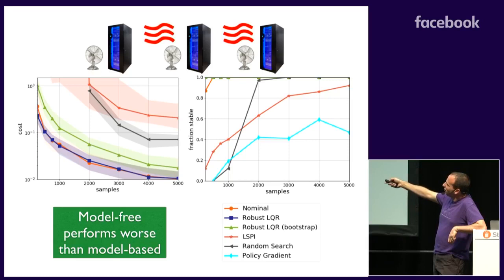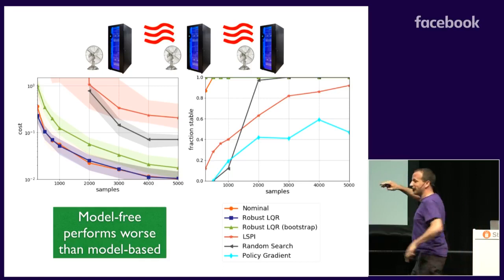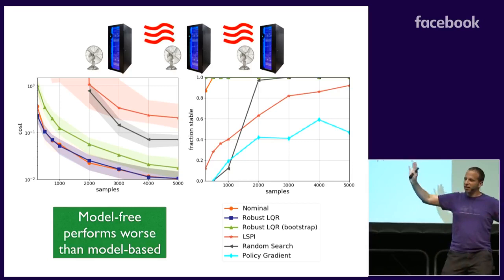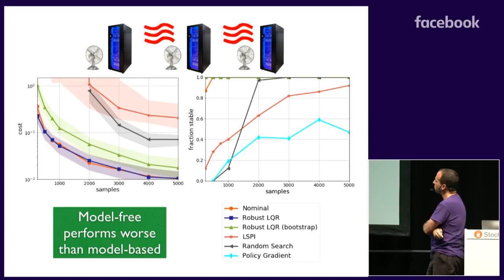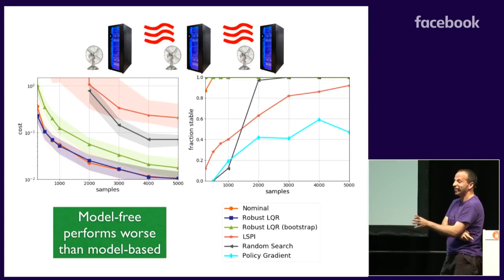The red curve is LSPI, and policy gradient is not here. Policy gradient is blue, which under the lights is a little hard to see, but it's this blue curve which we'll trace out here. And policy gradient has a hard time finding a feasible stabilizing solution even 50% of the time after 5,000 samples. So maybe we could tune it to be better. I tried. The Jupyter notebooks are linked off my blog, so you're welcome to try to do better. But something has to be done here to make these model-free methods outperform the model-based.